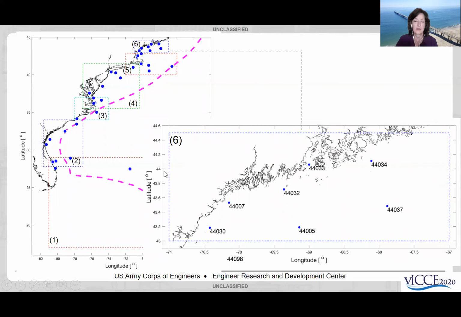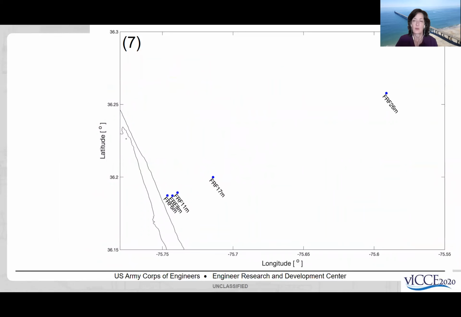Coast of Maine, we're going to skip over this one. It's further from the storm. It's good agreement, but not so interesting. Okay, let's go to our field research facility.